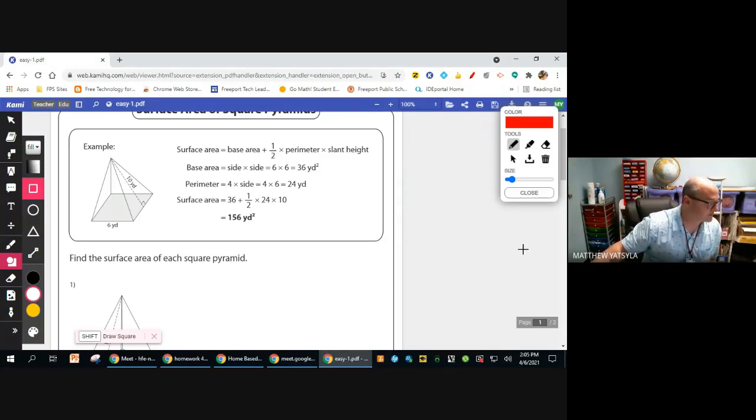Hi, everybody. So today we're talking about the surface area of pyramids. In this particular case, we're dealing with a square pyramid.